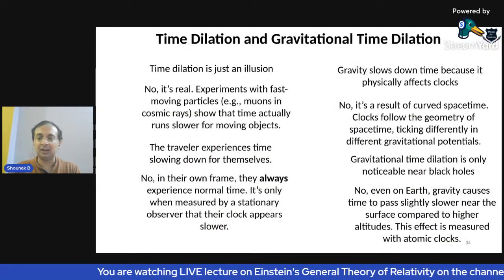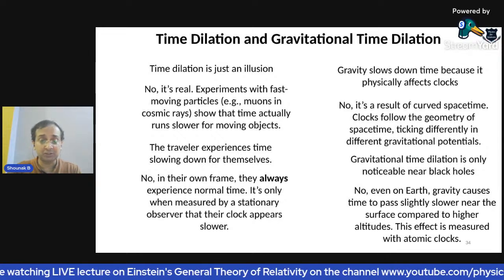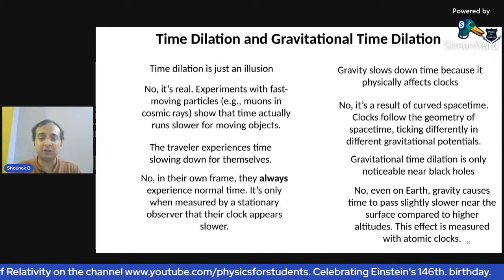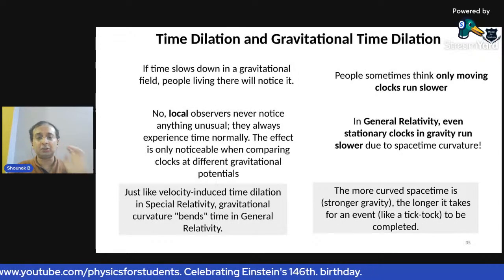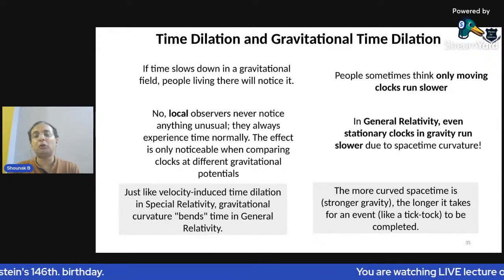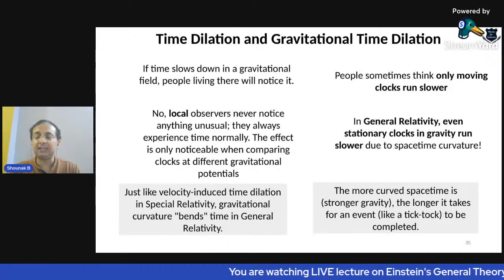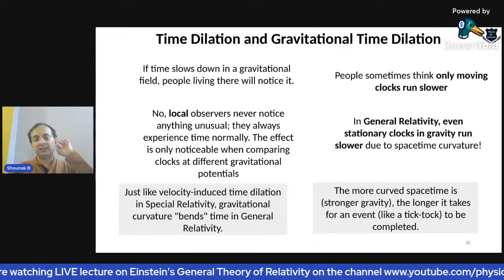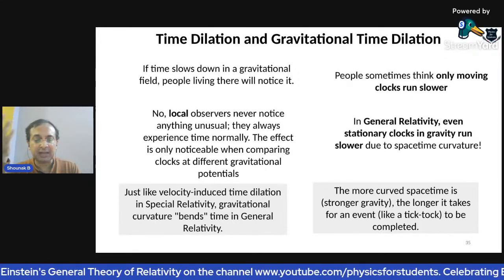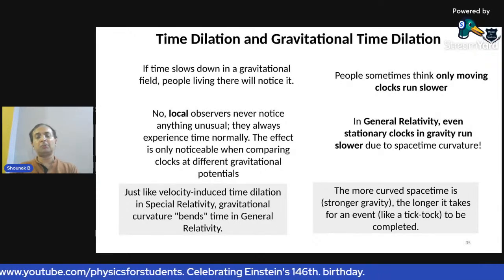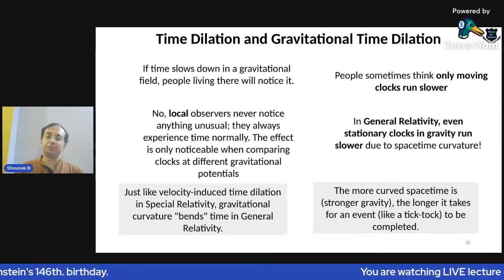And gravitational time dilation can be seen near black holes. That is again a wrong concept. It is very well seen near any gravitating object. Also, if time slows down, people living there will notice? No, only outside observers can notice. And people sometimes think only moving clocks run slow. No, in general relativity, even stationary clocks in gravity run slow. So you can read the bottom part: just like velocity-induced time dilation in special relativity, here the time dilation happens because of the curvature. So more or less the concept is the same, but it is due to curvature here and due to speed and velocity there.